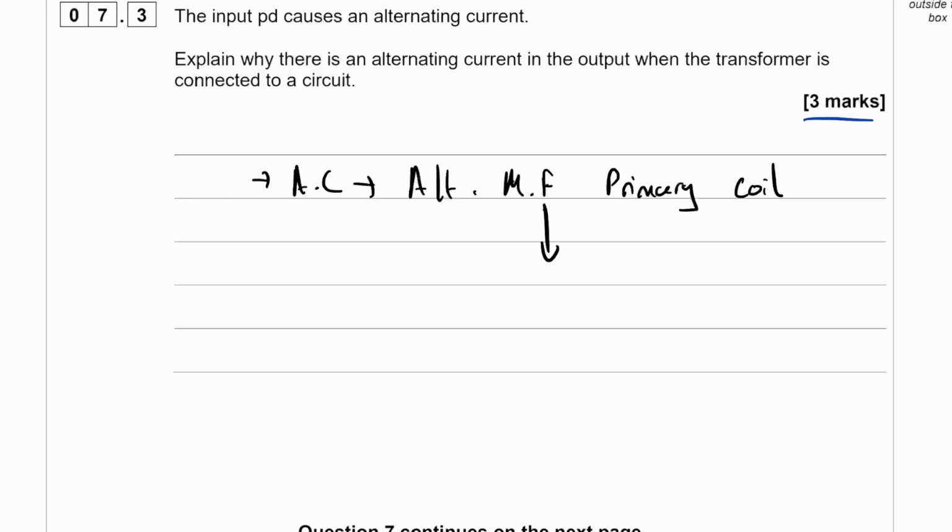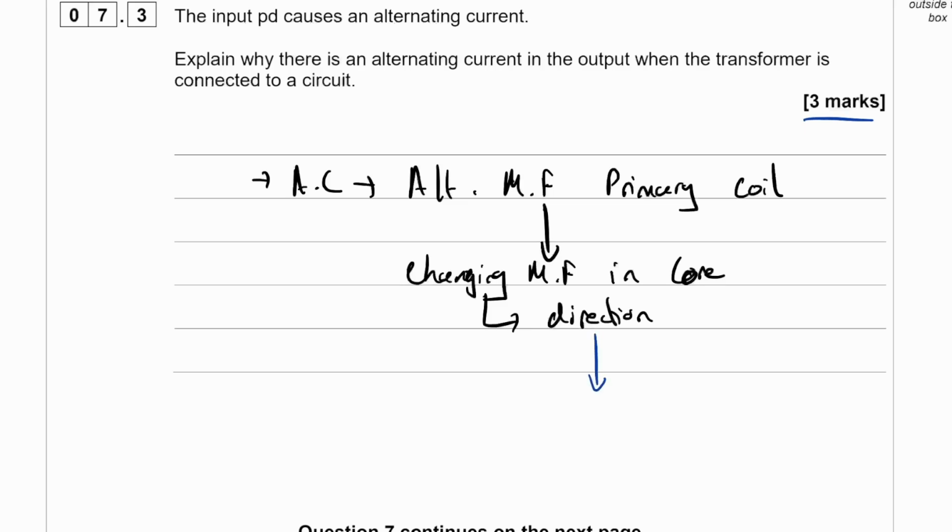This results in what? Well, it creates a changing magnetic field in the core. And you can be more specific here. You can say what's changing about this magnetic field. Specifically, it changes direction, okay? And again, this is as a result of the alternating current in the first place. And then the last step is, well, now you have a changing magnetic field in the core.